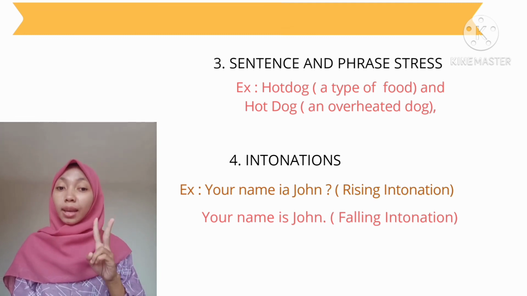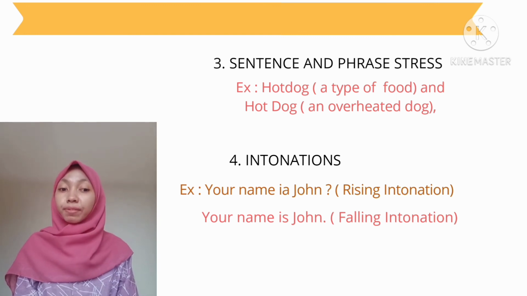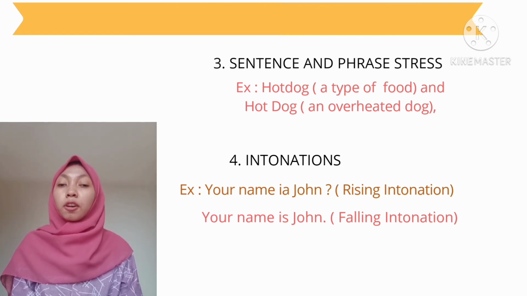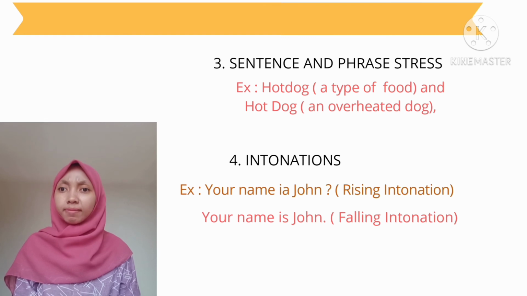There are two types of intonation. The first is rising intonation, and the second is falling intonation. Rising intonation can express a number of various emotions, such as non-finality, surprise, doubt, interest, and other. Example, your name is John?